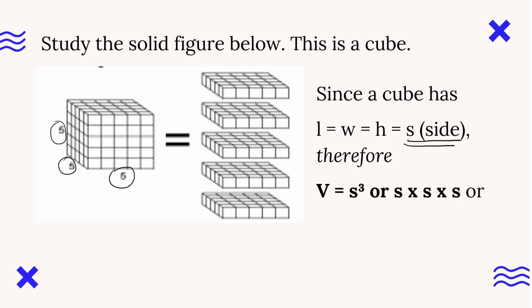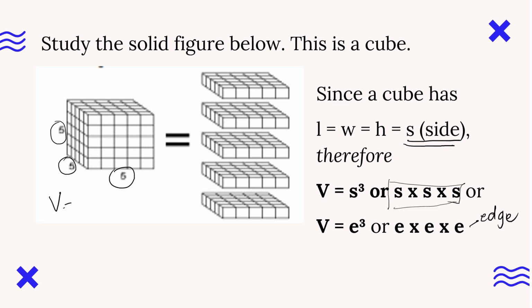Therefore, volume of a cube is equivalent to side cube. Cubic sides. Or, S times the S times the S. So, tatlong S. Or, E. Diba? Kapag solid figure, ang tawag dyan ay edge. Edge cube or cubic edge. Or E times the E times the E. So, kung saan kayo mas komportable, I prefer ito. Since baka malito kayo kapag nakita nyo yung exponent na 3. Gamitin natin ang volume ng cube na S times the S times the S.